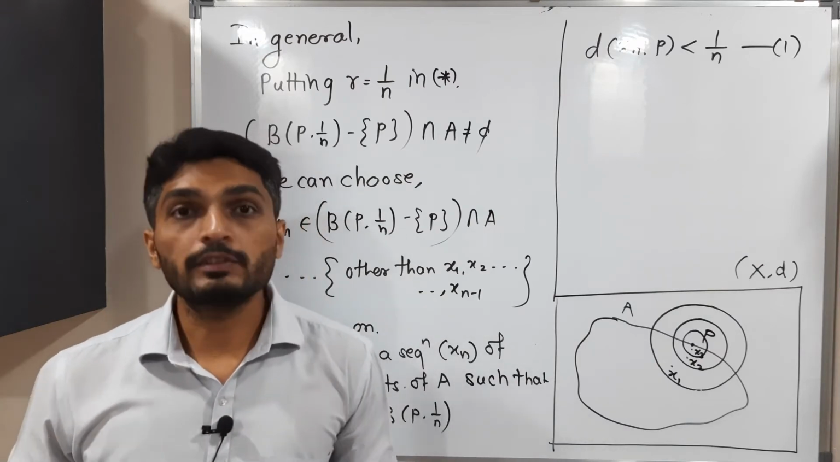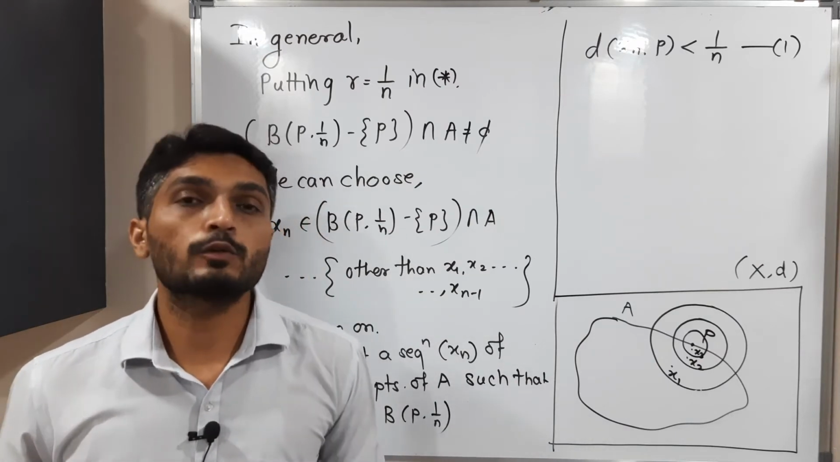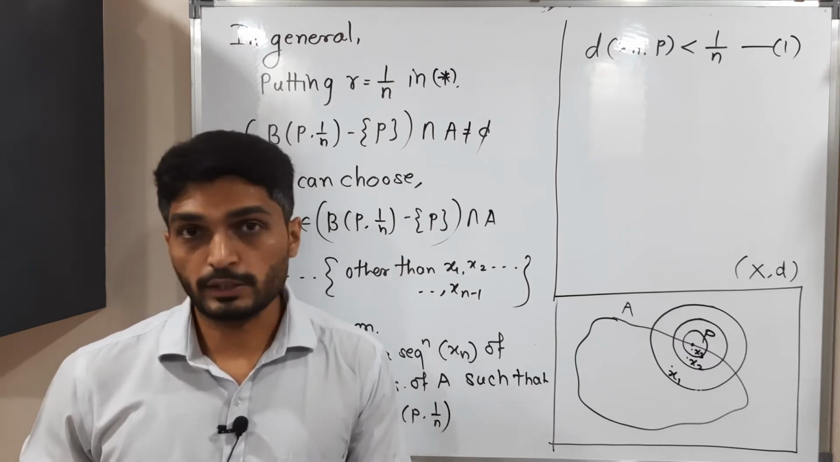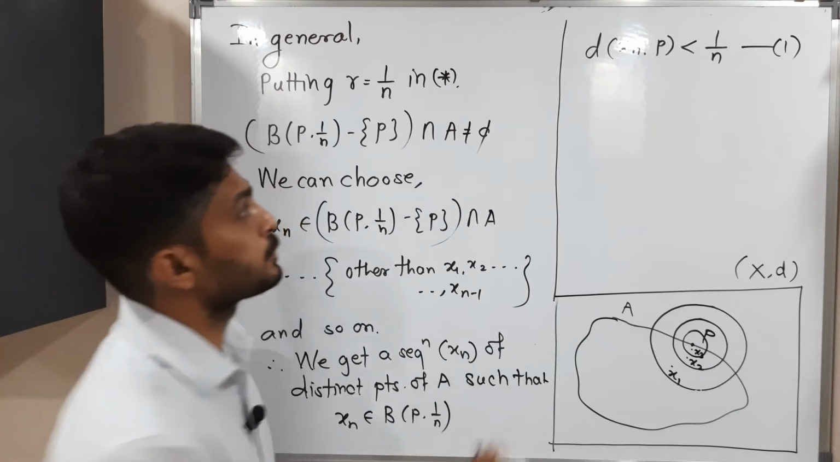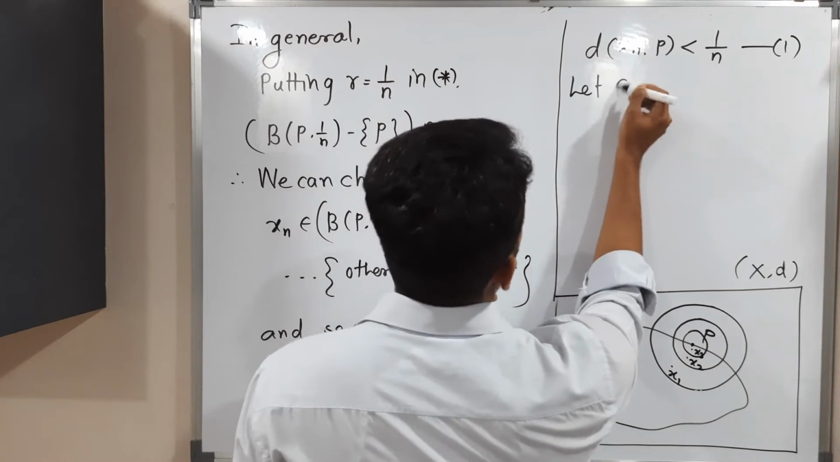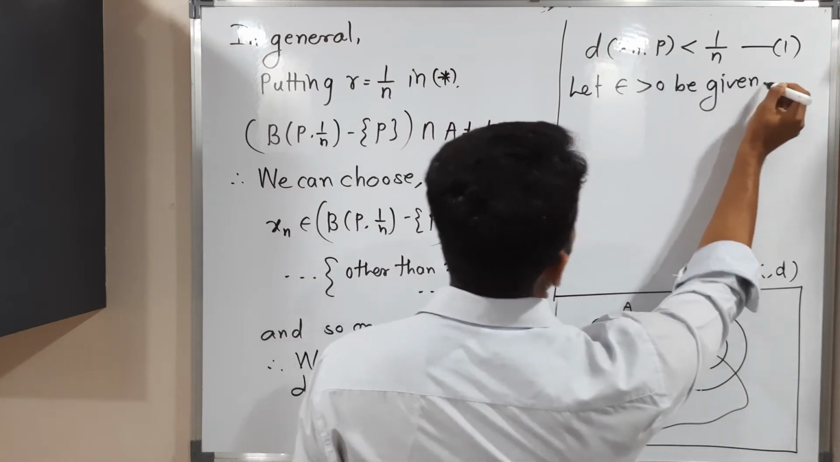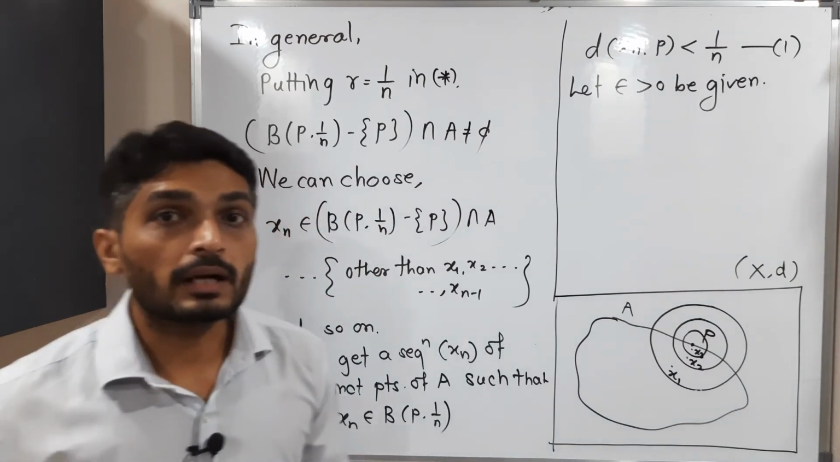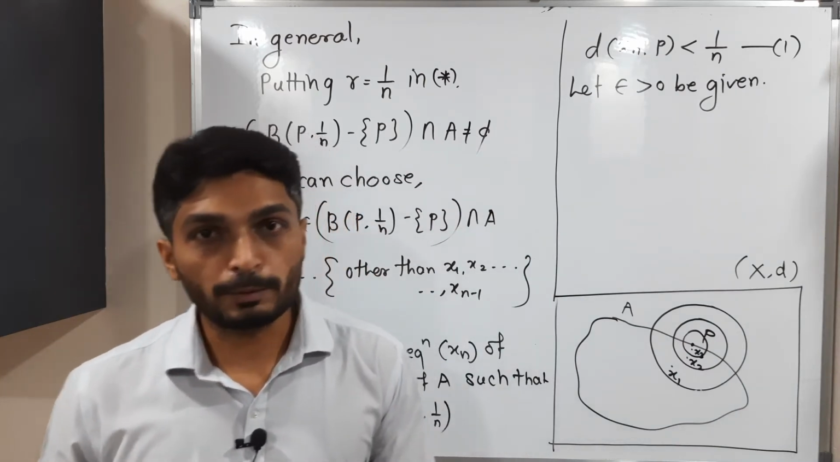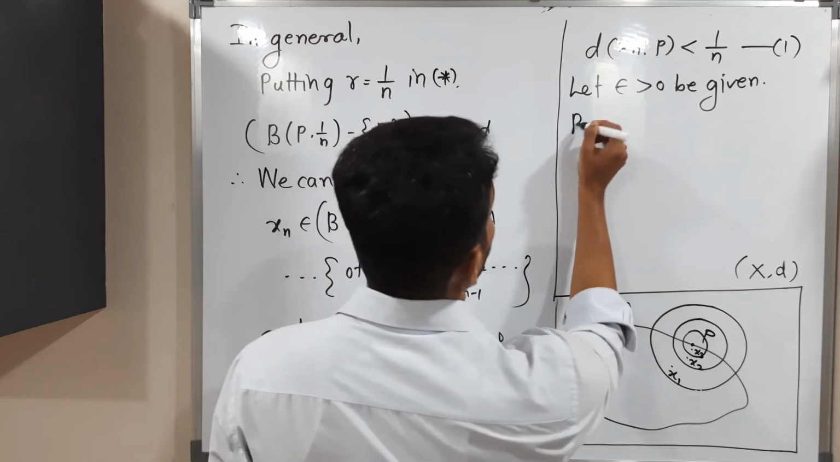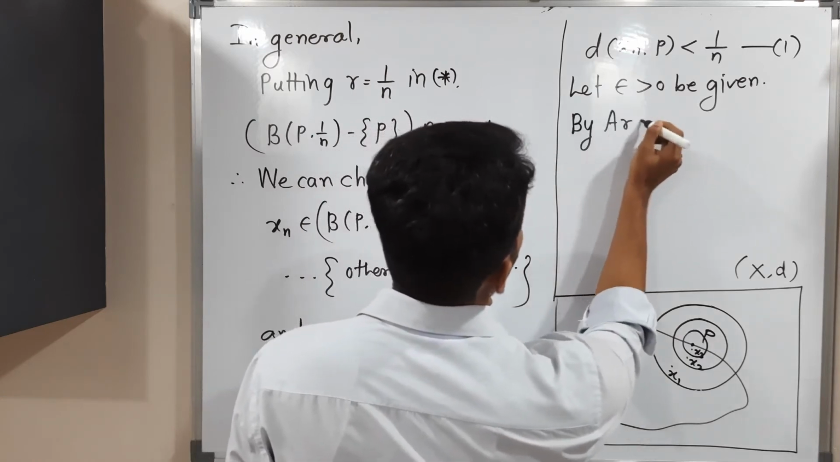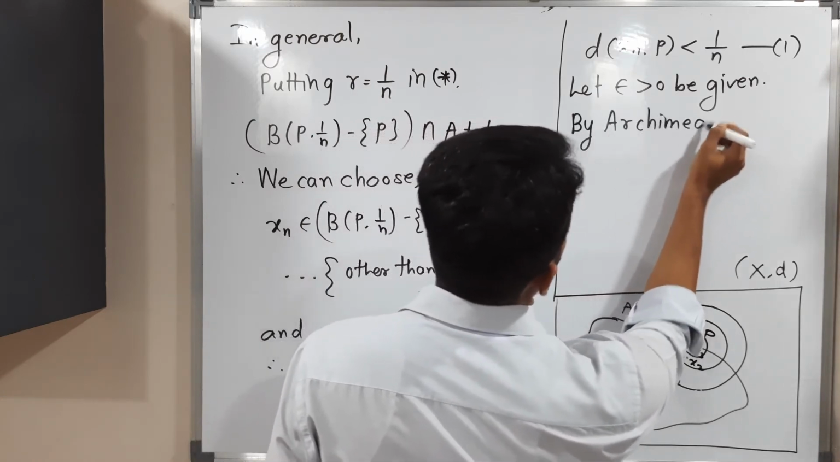So using the definition we have to prove the sequence xn converges to p, the epsilon definition. For that purpose I am taking an epsilon. Let epsilon greater than 0 be given. I hope you remember the Archimedean property. I am going to use the Archimedean property.